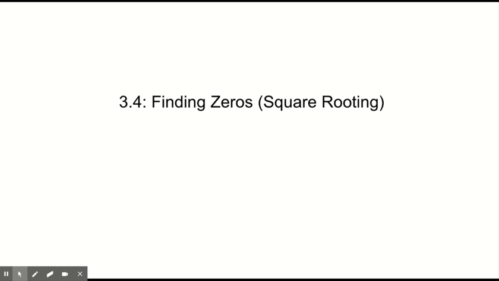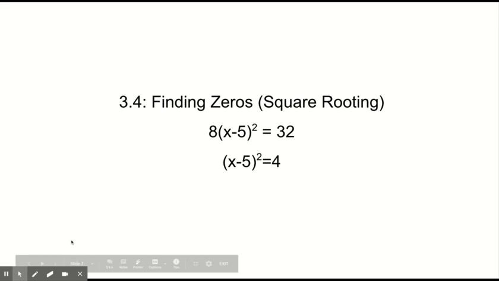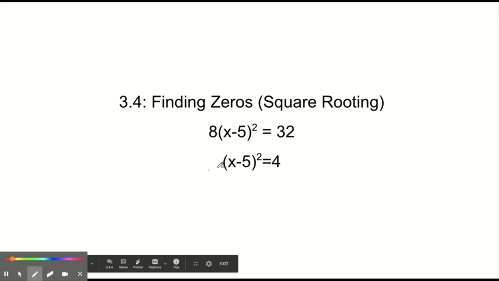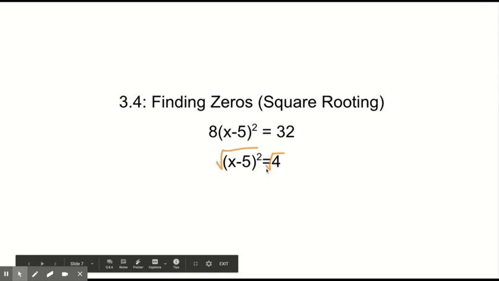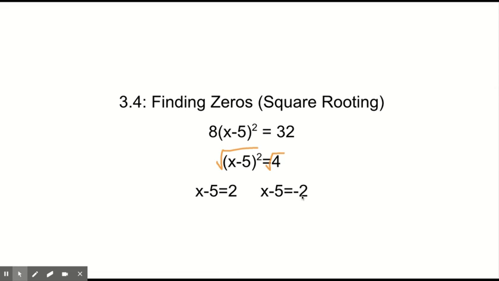Then it asks you to do it by square rooting. Here's an example. What you want to do is get this all by itself first. So I'm going to divide by 8 on both sides. And then I'm going to take the square root. Okay, so square root. And whenever you square root both sides of an equation, you get two answers. The square root of 4 is going to be 2 and -2. Because 2 squared would have been 4, and -2 squared would have been 4.